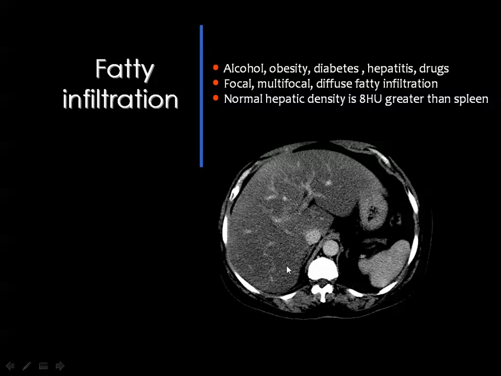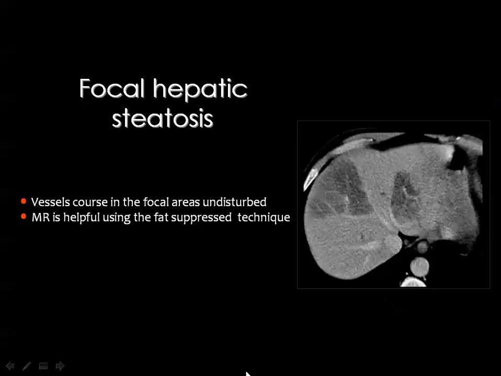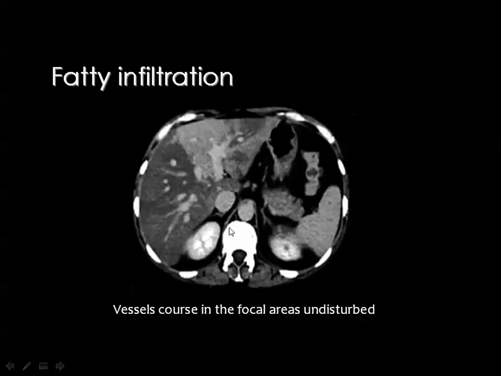But in cases where the liver is hypodense compared to the spleen, this is fatty, and the fatty infiltration may be focal like this. And the most reliable diagnostic finding to diagnose these as focal fatty infiltration is that you can see the vessels crossing through the lesion undisturbed. And if you see the vessels crossing through the lesions undisturbed, then you know that this is fatty infiltration.